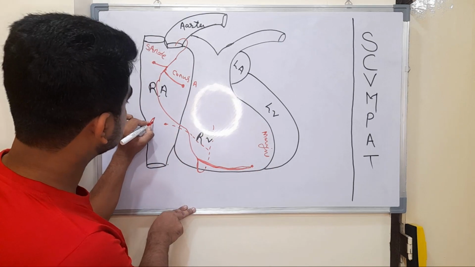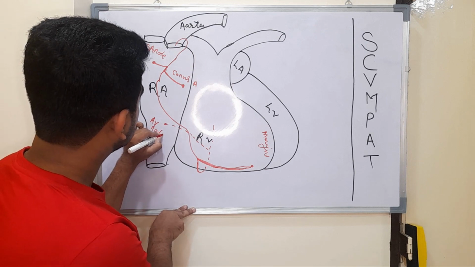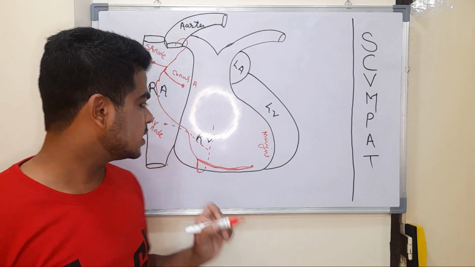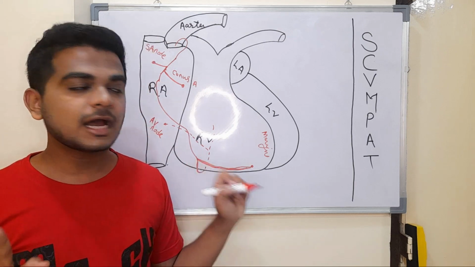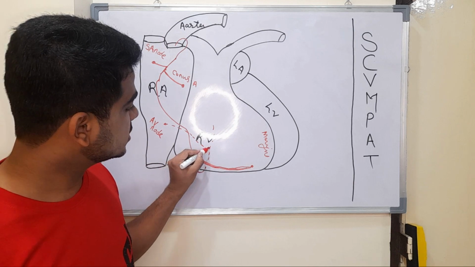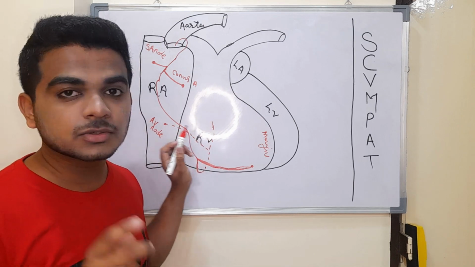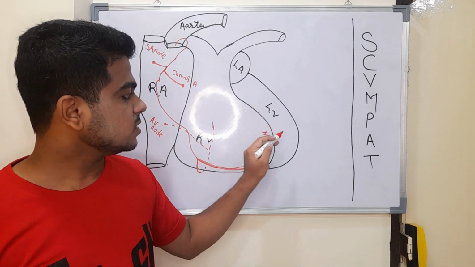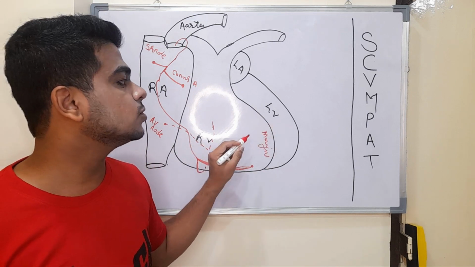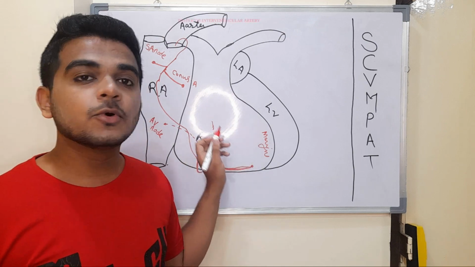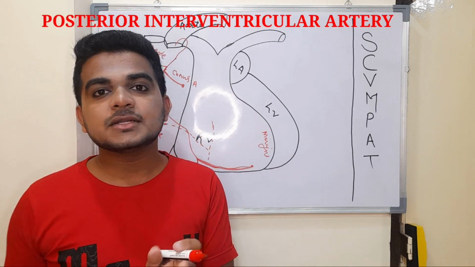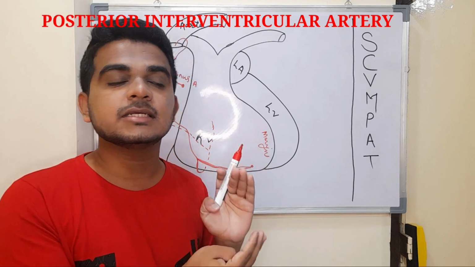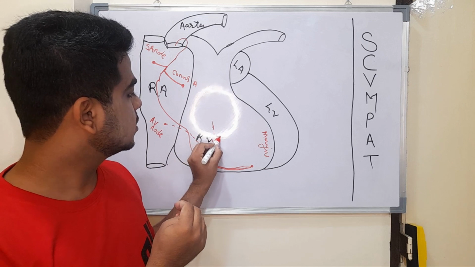Here is the presence of the AV node, so it gives one branch to the AV node. That's why it is called the AV nodal artery. But this coronary artery continues posteriorly, traveling in the groove between the two ventricles. So this artery is known as the posterior interventricular artery. Why? Because it is between the two ventricles and it is posterior.